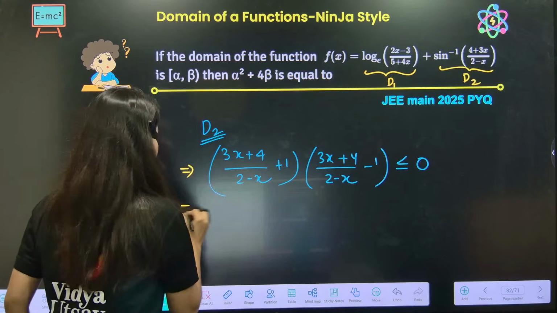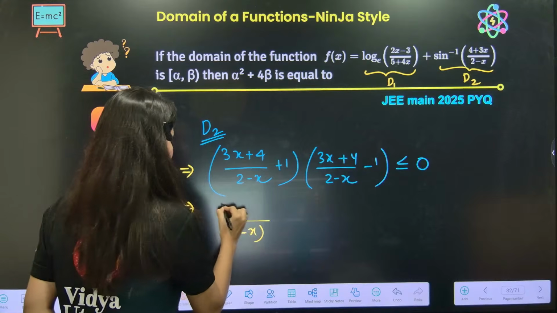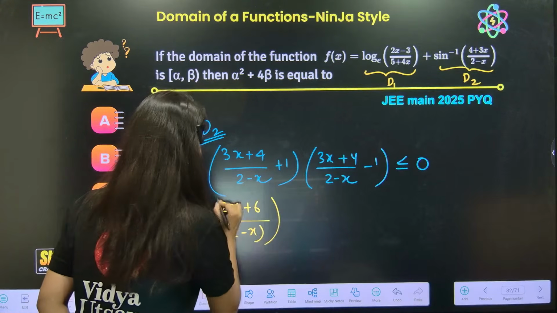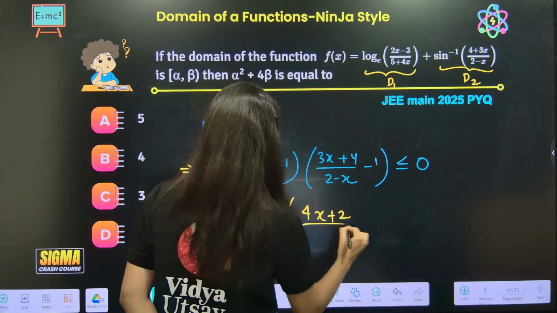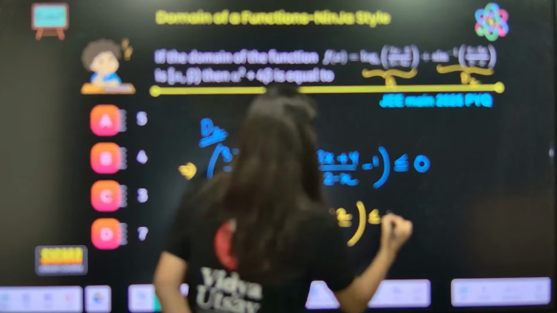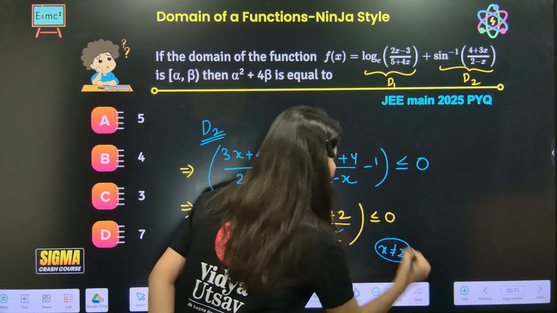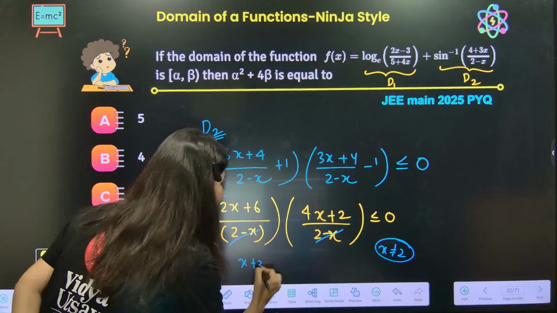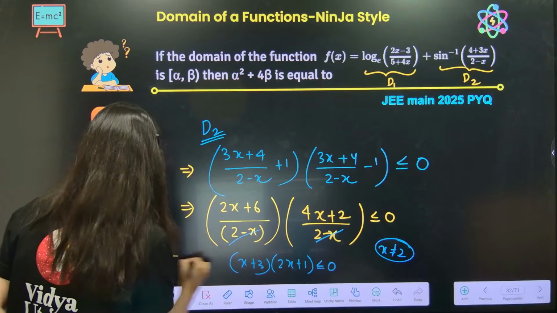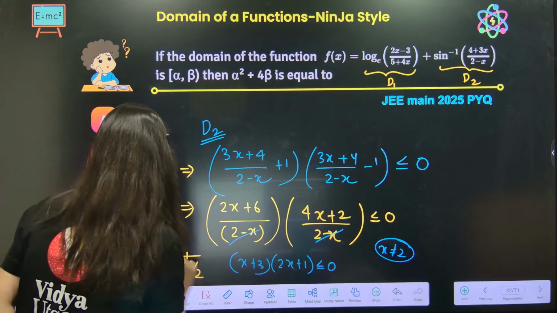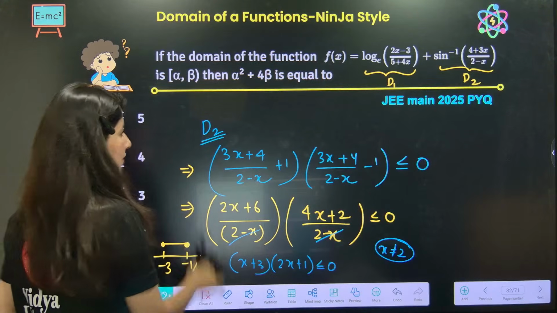Correct? It is going to give you what? 2 minus x. So this is 2x plus 6. And this is 4x plus 2. Again 2 minus x, less than or equal to 6. Since it is a square, this doesn't matter. It's just that make sure x is never 2. So this is x plus 3 and this is 2x plus 1, less than or equal to 0. So minus 3 and minus half. And 2 is not there, so we are sorted. Cool. So this is D2, right?